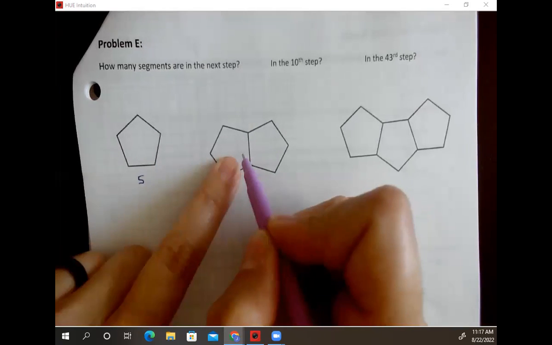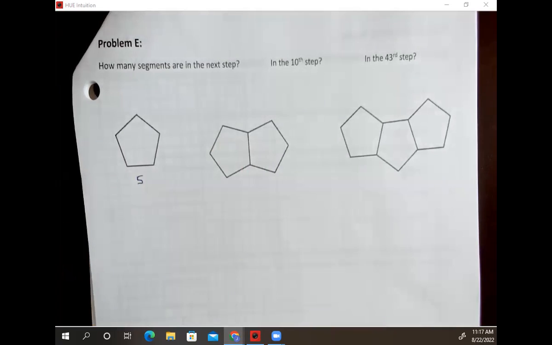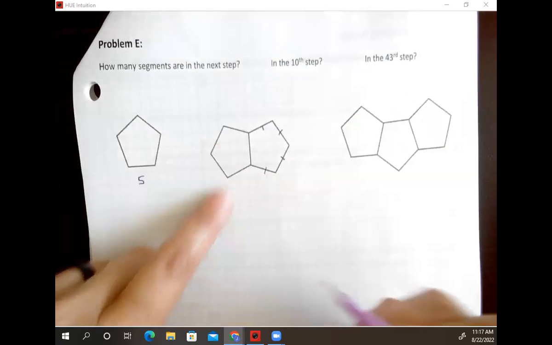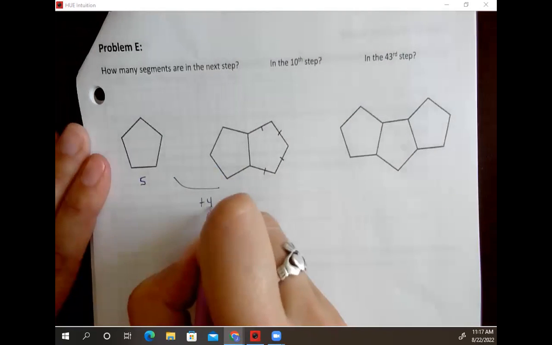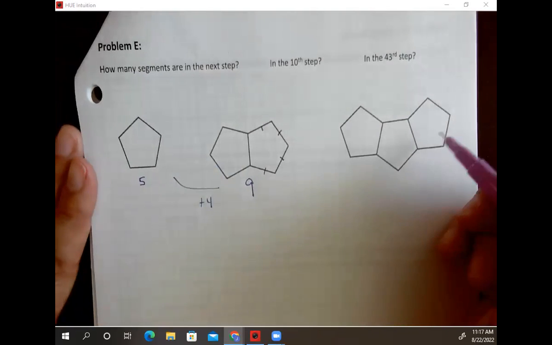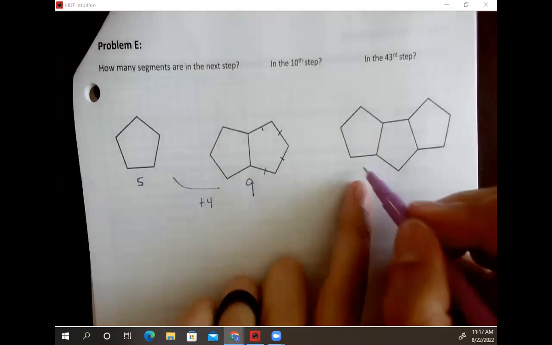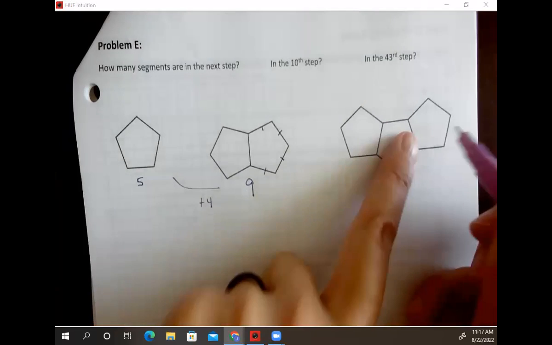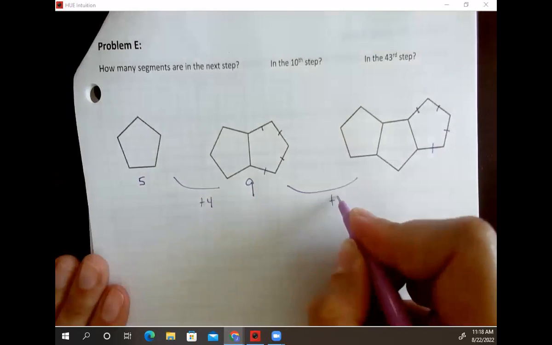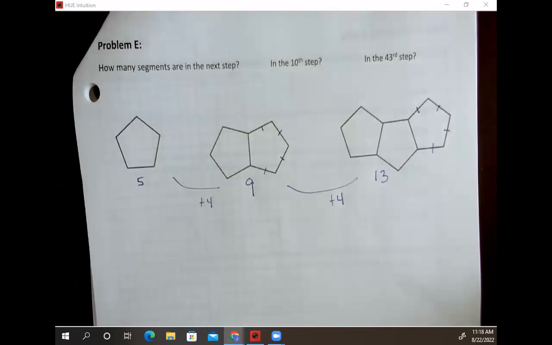So here's my pentagon that I started with that had 5 sides. They're sharing this one. They're sort of glued together at that side. And then I'm adding 1, 2, 3, 4 sides. So I'm going to add 4 sides here for a total of 9 sides or segments. And then for the 3rd step, I tack on another pentagon. So here are the 9 sides or segments I had before. And then we're adding 1, 2, 3, 4 sides. 9 plus 4 means we've got 13 total sides here.